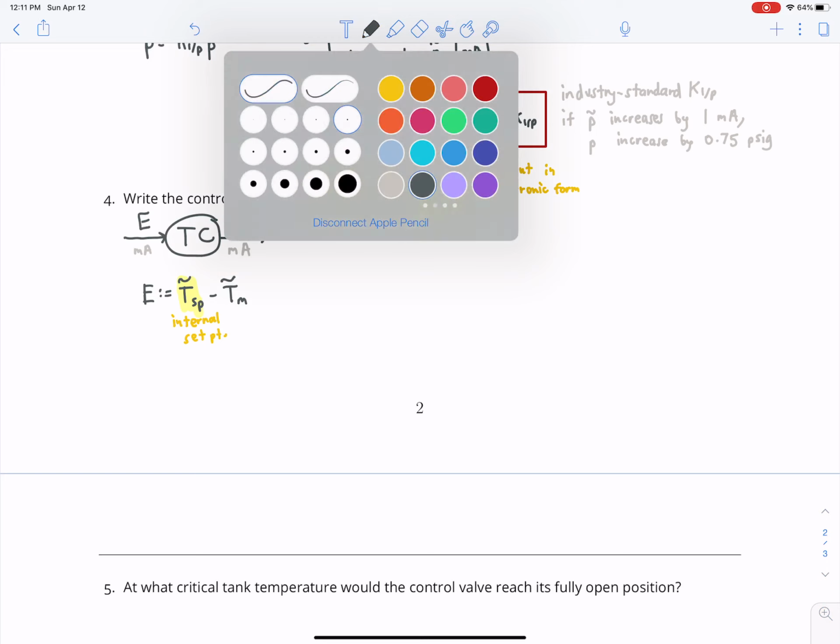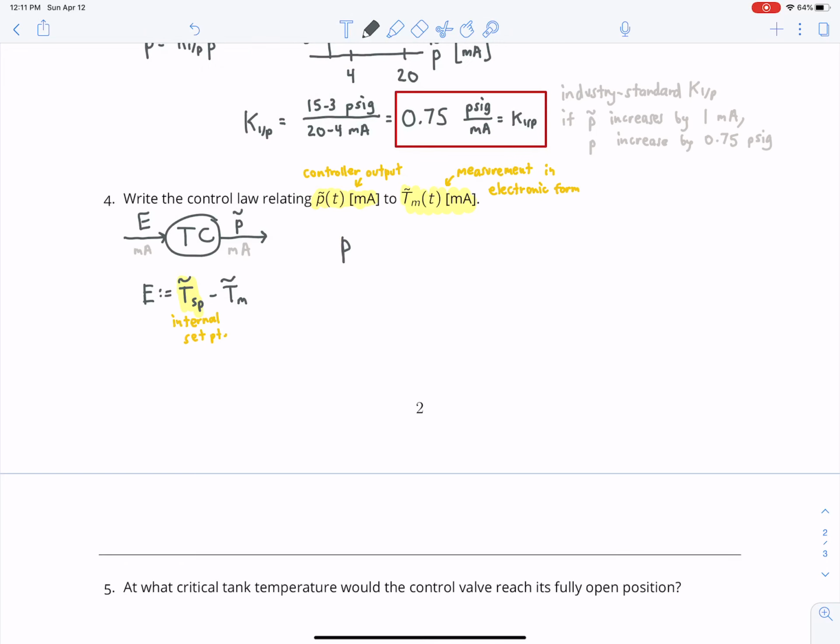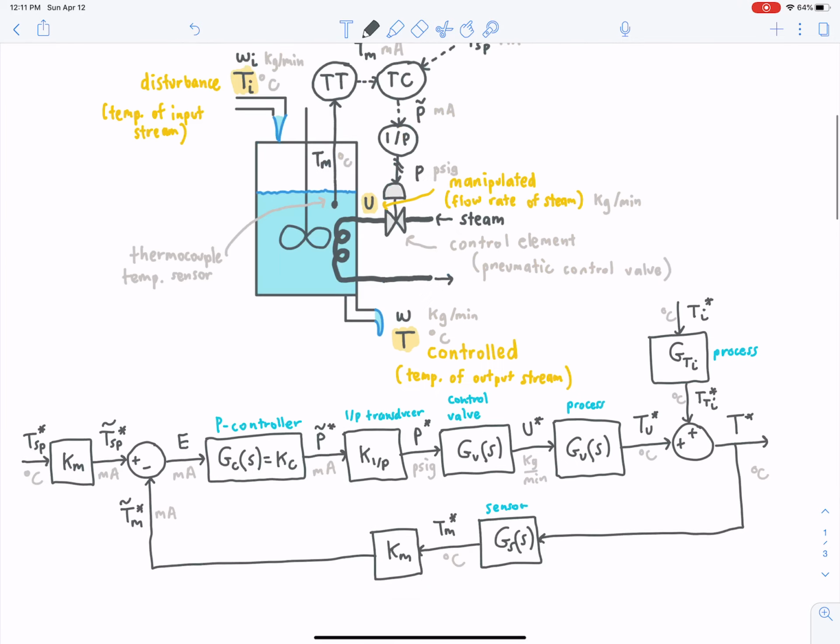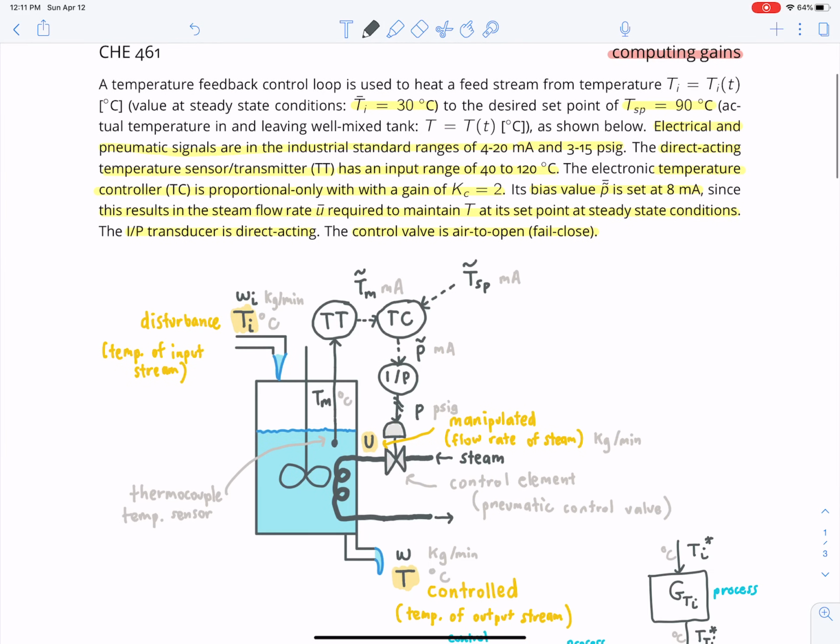All right, and it's a P-only control law, so what we have is P tilde equals the bias value, P tilde bar, that's our bias, plus Kc E of t, right? And I'll decorate these as functions of time to be clear. So this is P tilde as a function of time. All right, this is a constant. The error, however, is a function of time. Kc we found is 2. And the bias was given to us in the problem statement. That's the value of the controller output that we need to maintain steady state conditions. It's 8 milliamps.